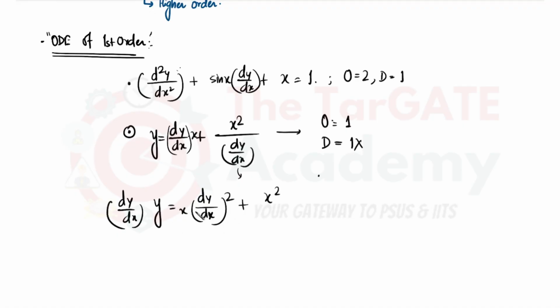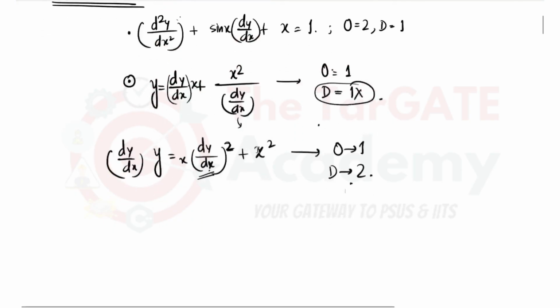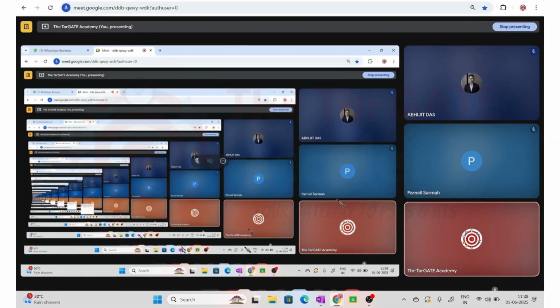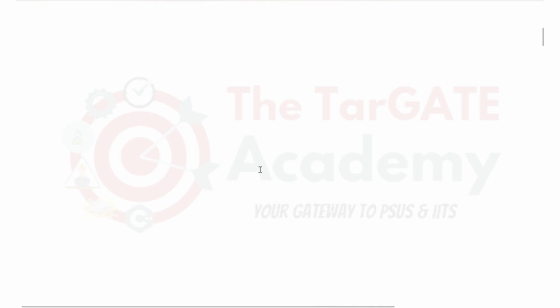Now our equation becomes something like this. You can see here x square. Now in this case, order is 1, but degree is 2 because the highest order derivative is dy by dx and its power is 2. Hence we'll write degree 2. Am I clear, all of you? Is it fine? Yes or no, guys? Understood? Only two of you. Anyways, so this is what we have.